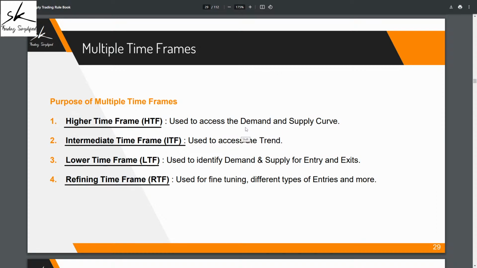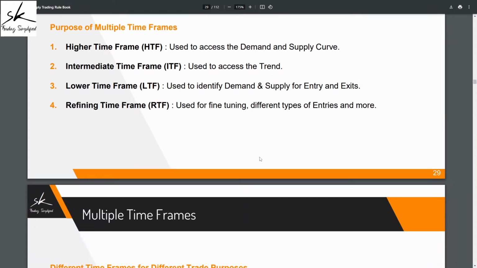Higher time frame is used for demand supply curve analysis, intermediate is used for trend analysis. On the lower time frame, we identify areas of demand and supply for our entries and exits, and the refining time frame can be used for multiple purposes like fine tuning the zone, different kinds of entries like your type 2 type 3 entries, or in case I need to apply some additional rules, that is also where this time frame can help us. Next, what are the 4 different trade purposes?